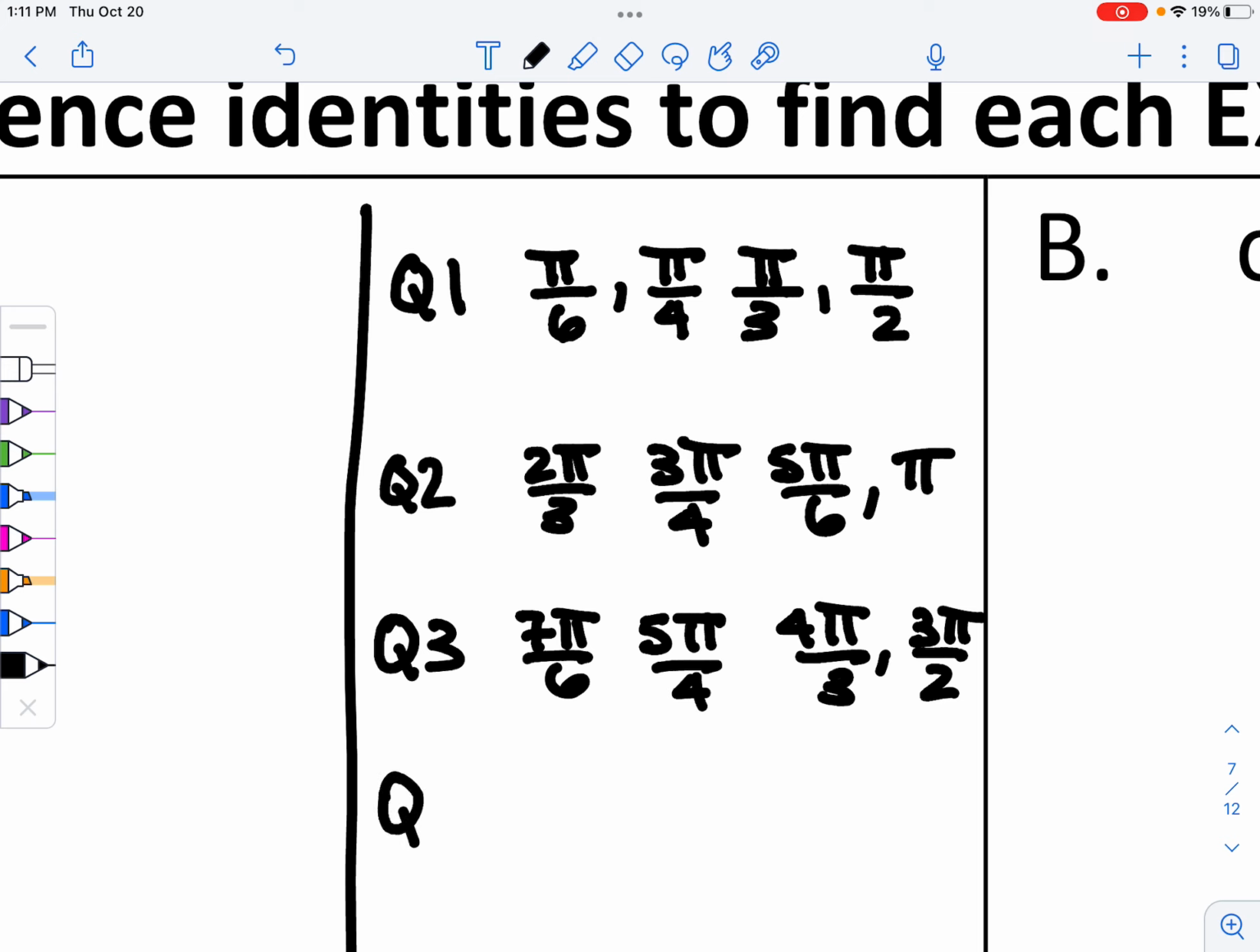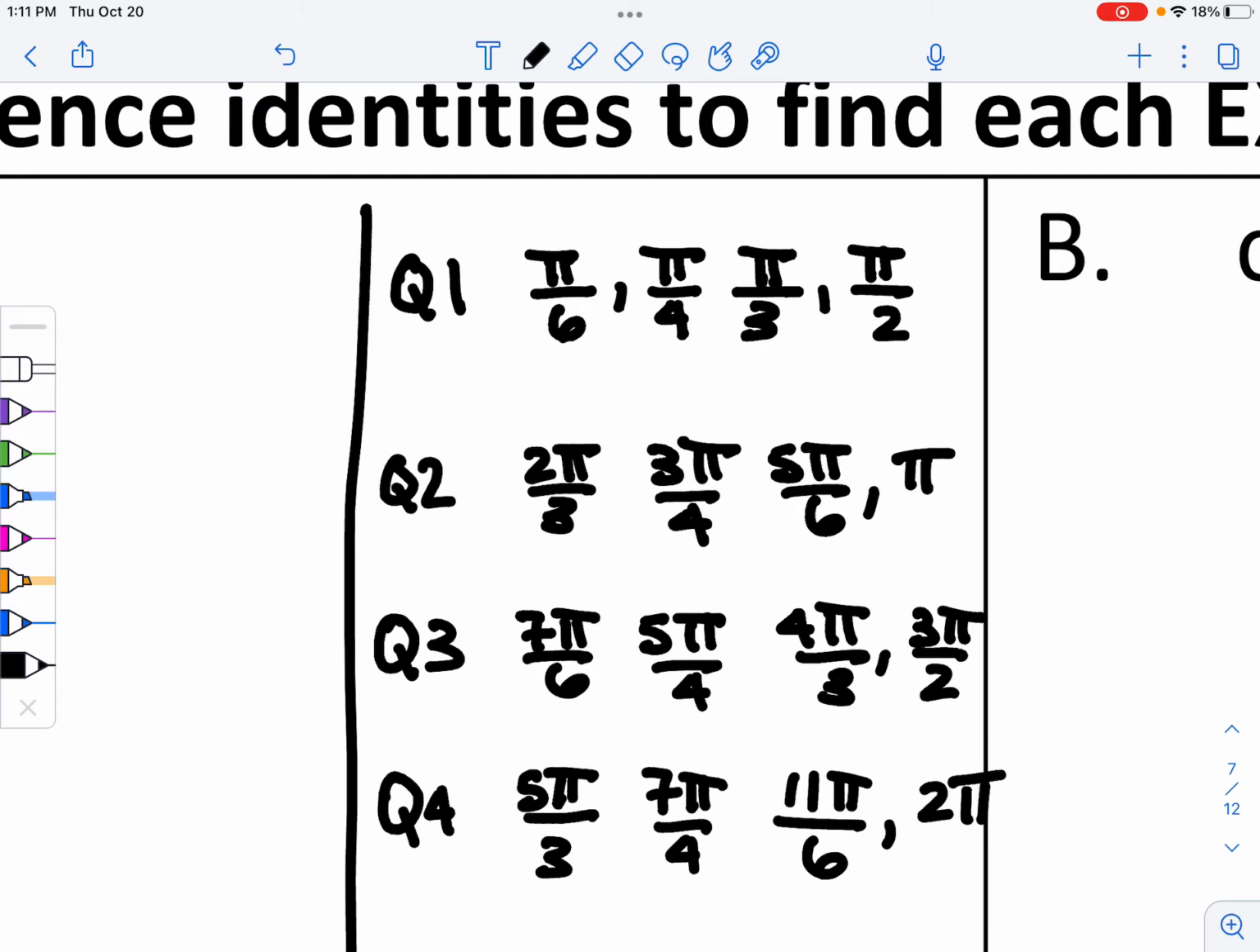In quadrant 4, I would be at 5 pi over 3. That's my 60 degree reference angle. I would be at 7 pi over 4. That's my 45 degree reference angle. And I would be at 11 pi over 6. And then back to either 2 pi, or we could call that 0.